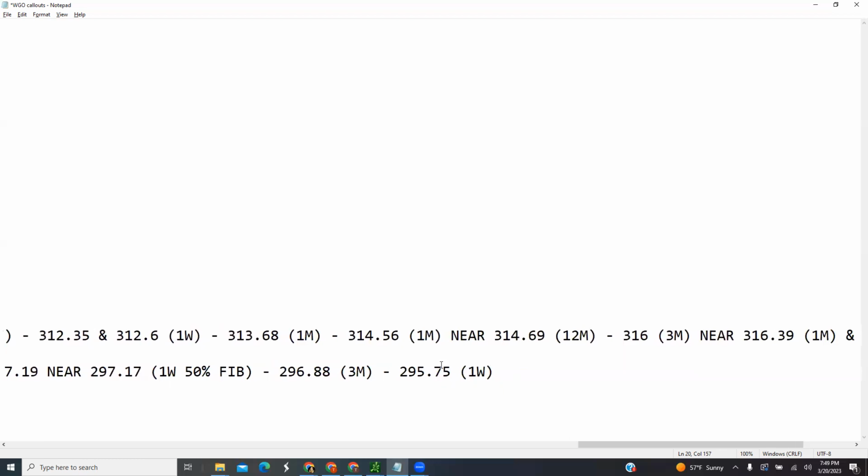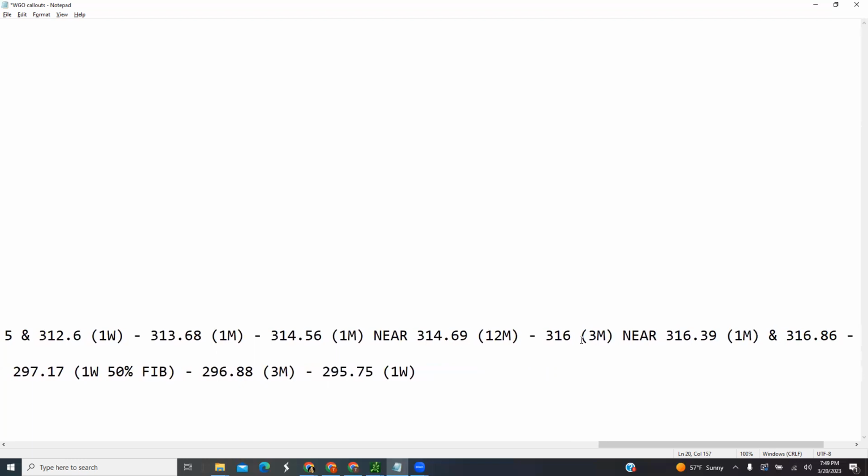And each of these in parentheses is, as in the instructions, everything is daily levels unless noted in parentheses. So 1W is weekly, M is monthly, 3M is quarterly, and 12M are yearly levels.